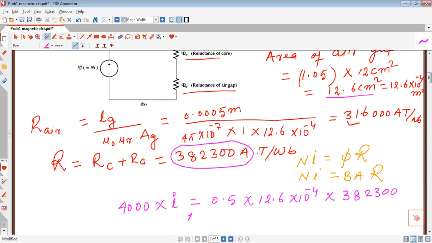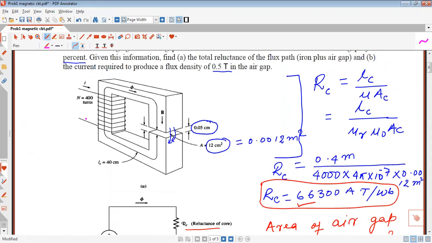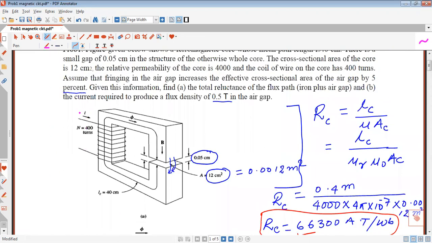So solving it, we will get the value of the current I, which is equal to 0.602 ampere. It means if we give this much current, 0.602 ampere, the air gap flux density will be 0.5 Tesla. This is a very interesting question, and we need to use this for the calculation of transformer designing.